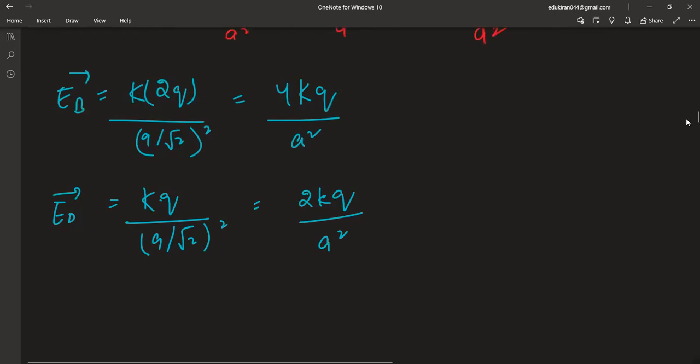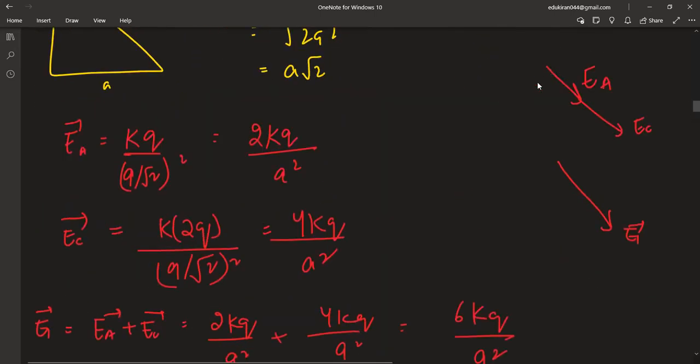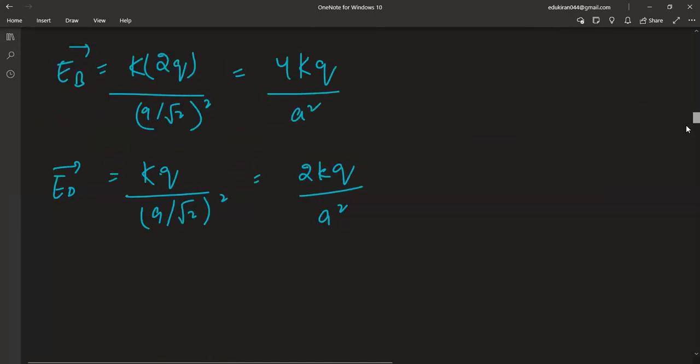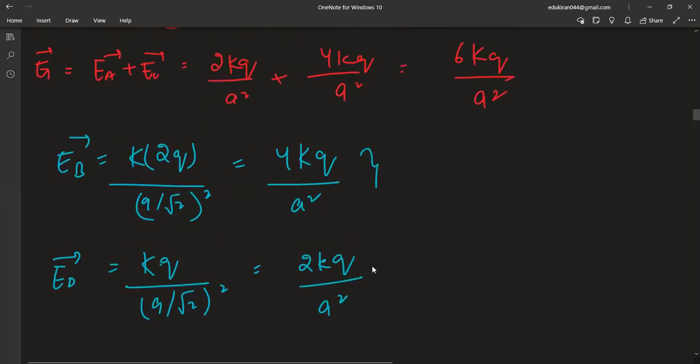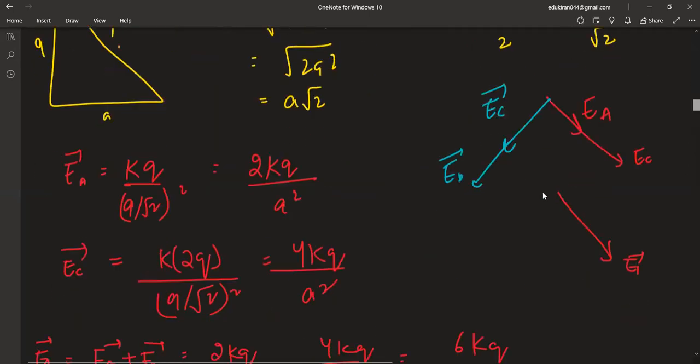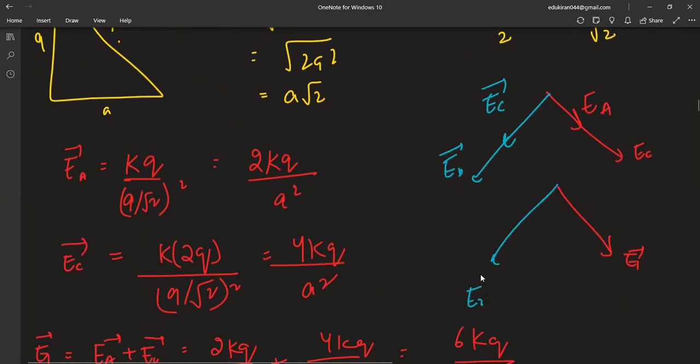So which branch is this now? This was EB and ED. Now we have to solve them also. Two vectors acting in the same direction are given by just the addition of the two vectors, because the angle is 0 degree between them. So EB plus ED, let me name this as E2. Why E2? Let me call the final resultant of this E2.